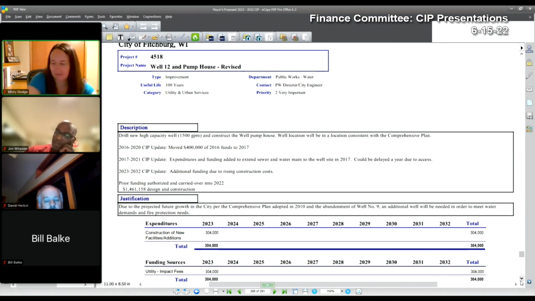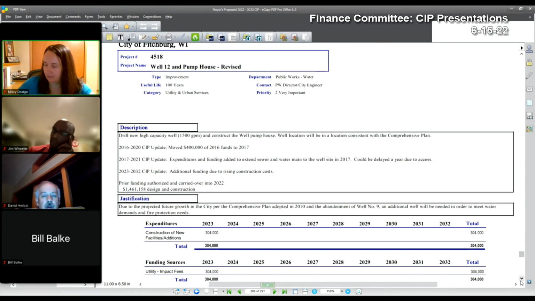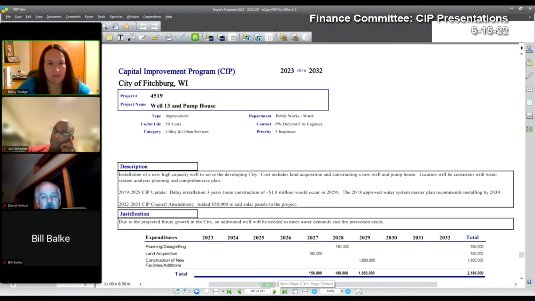4518, well 12 and pump house. This would be a well installed in South Stoner Prairie, updated funding to reflect the increased construction costs. 4519, well 13 and pump house, location off Irish Lane, and is dependent upon development and system demand. No project revisions have been made.